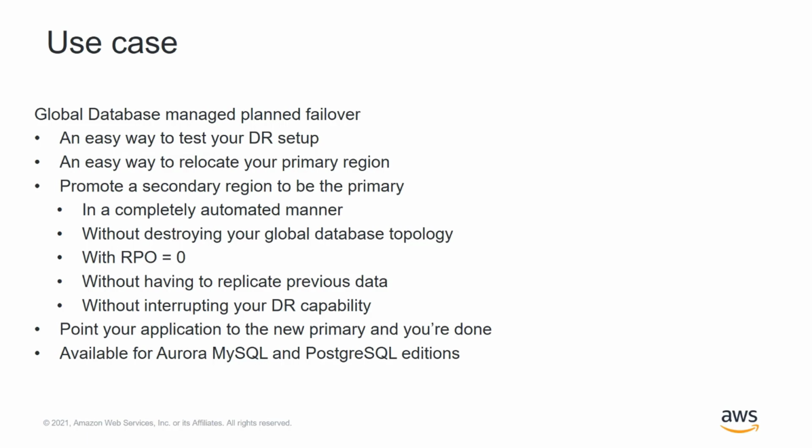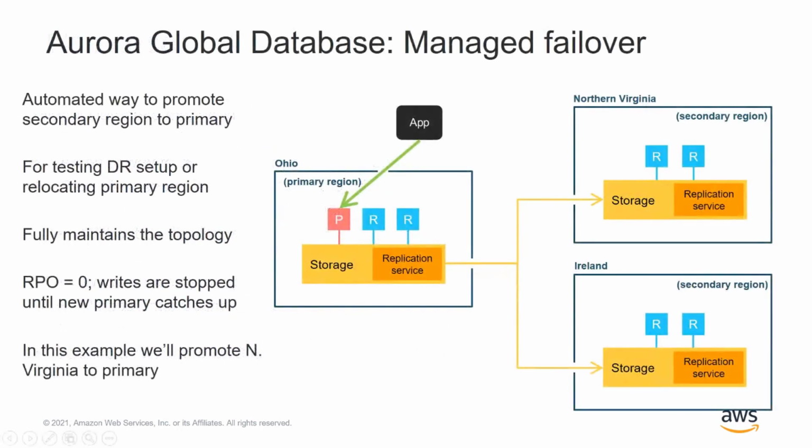So once again, let me show you with an example. I have my setup again. I have my primary in Ohio, and my secondary regions are Northern Virginia and Ireland again. And the application is running against Ohio in this case.